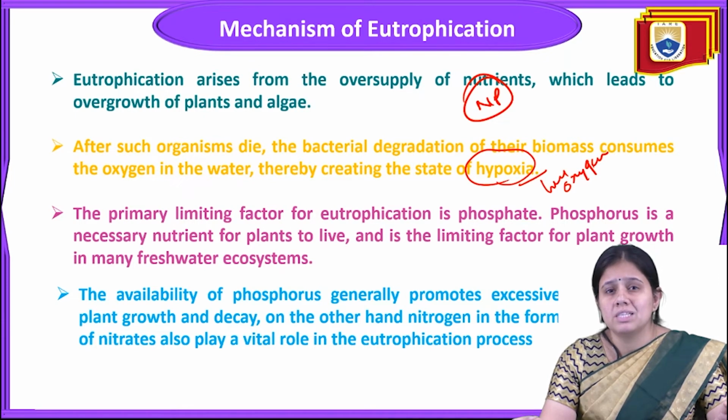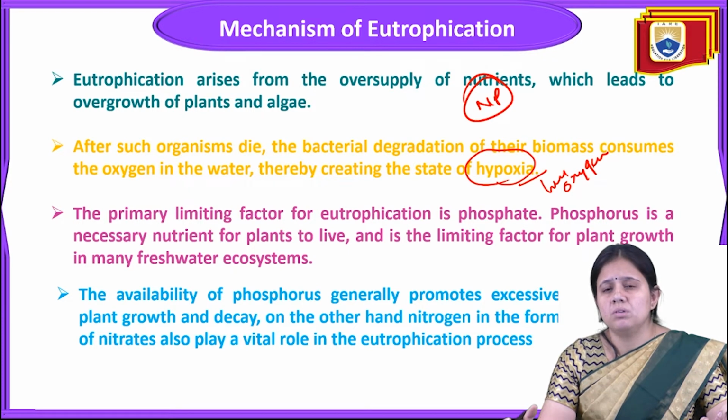But one more thing is that phosphorus is a limiting nutrient for the plant, because it is a very essential nutrient for plants to live, and is a limiting factor for plant growth in a freshwater ecosystem. So the availability of phosphorus generally promotes excessive plant growth and decay. On the other side, nitrogen is also there, and nitrogen in the form of nitrates sometimes plays a vital role in the eutrophication process.